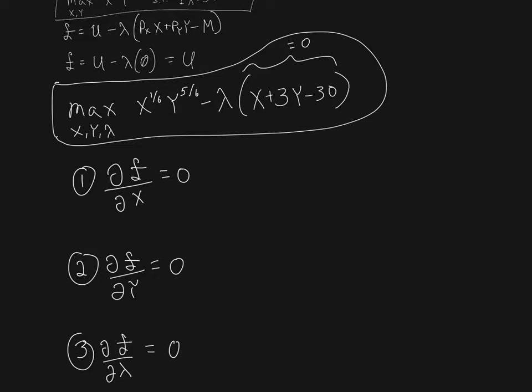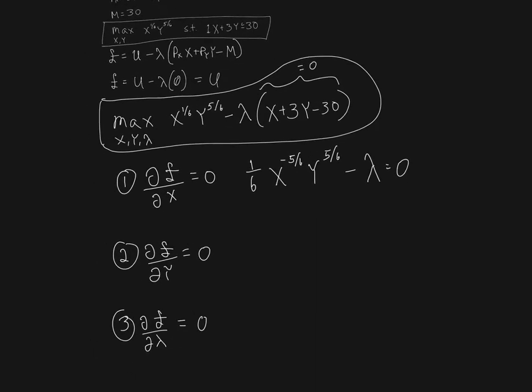So now let's work through some math. The partial derivative of the Lagrangian with respect to x, using the power rule, is going to be you bring down 1/6 times x to the negative 5/6, because you're subtracting 1 from 1/6, times y to the 5/6 minus lambda. Because notice that here we have x. We have lambda, so negative lambda times 1 times x, which yields just negative lambda. And of course, we set that equal to 0.